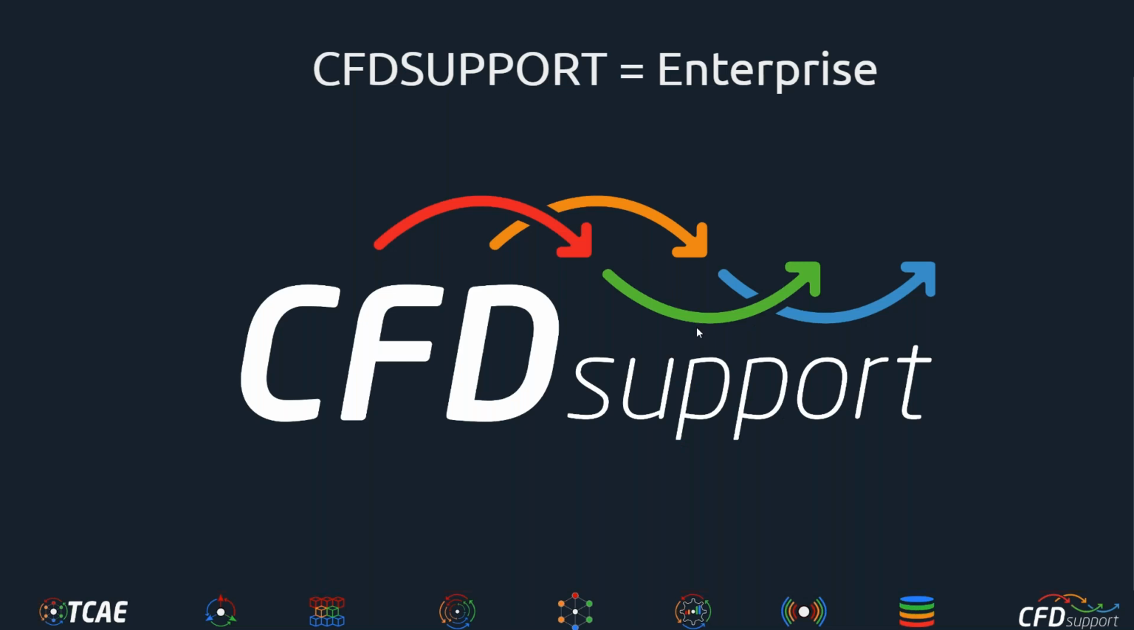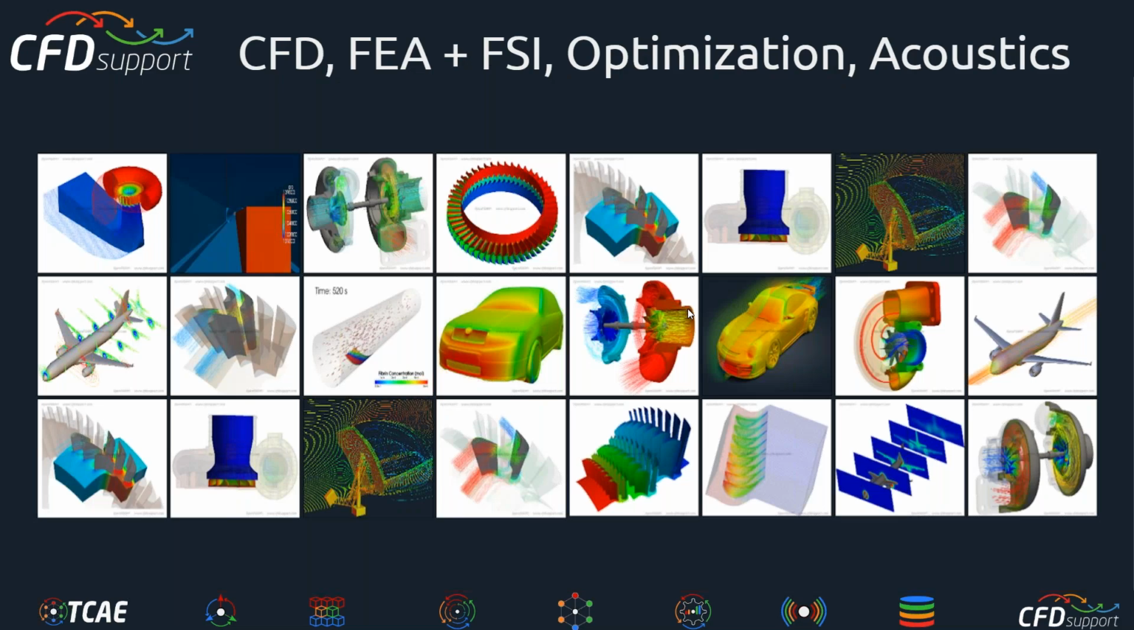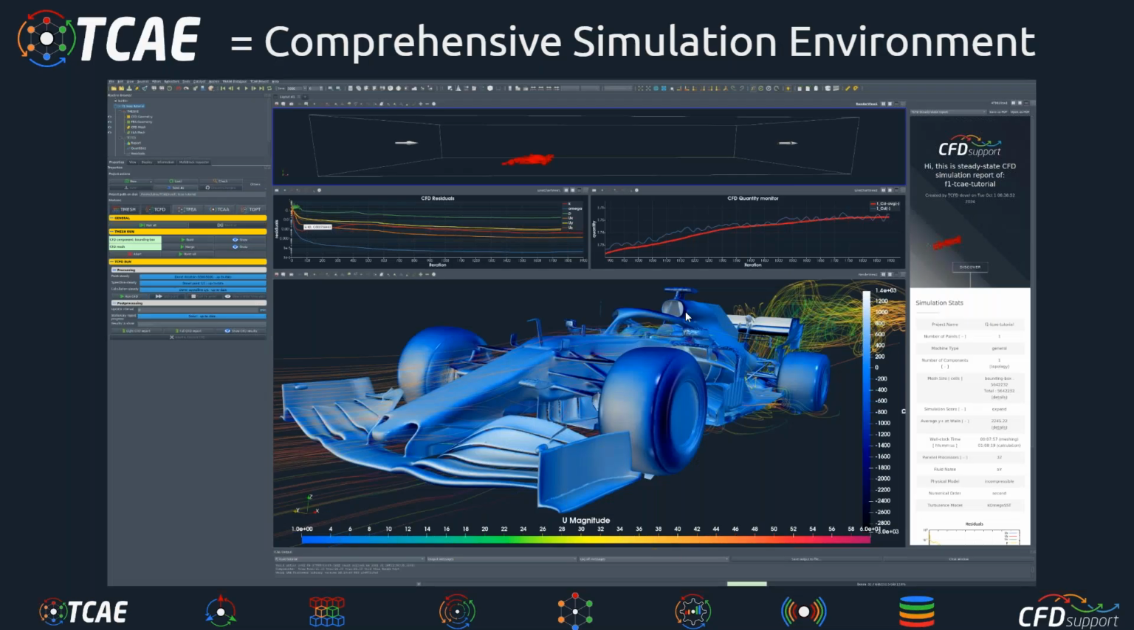The introductory part starts now. Basically, the company is called CFD Support. That's us. We work from here, from Prague, Czech Republic, and we do quite a lot of things related to CAE simulations. We develop software, and mainly we do quite a lot of consultancy business, but I would say that our primary business is the software called TCAE.